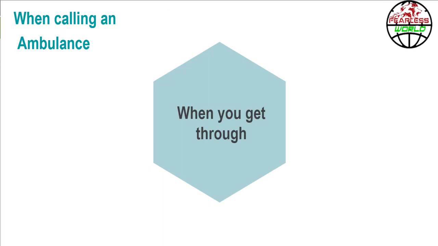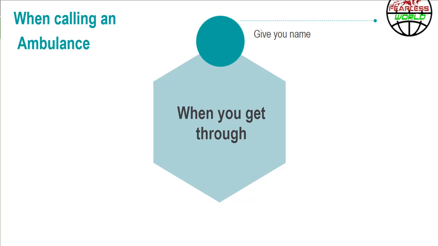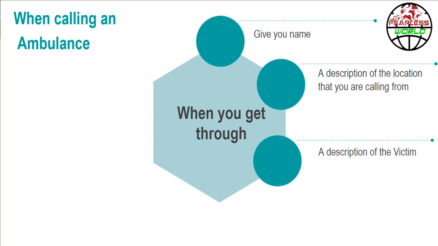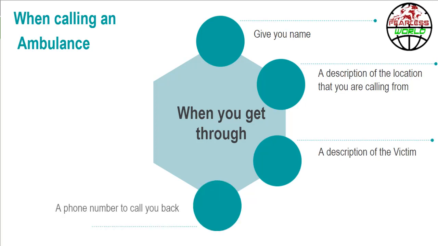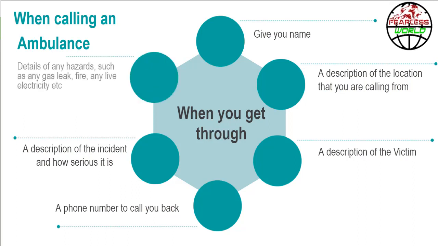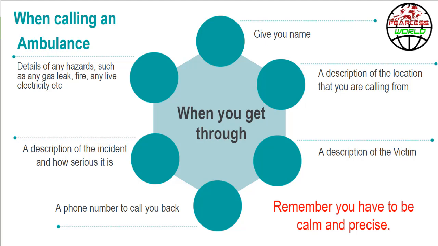Once your line is through to the emergency center, please give your name, a description of the location that you are calling from, a description of the victim, a phone number to call you back, a description of the incident and how serious it is, details of any hazards such as any gas leak, fire, any live electricity, etc. Remember, you have to be calm and precise.